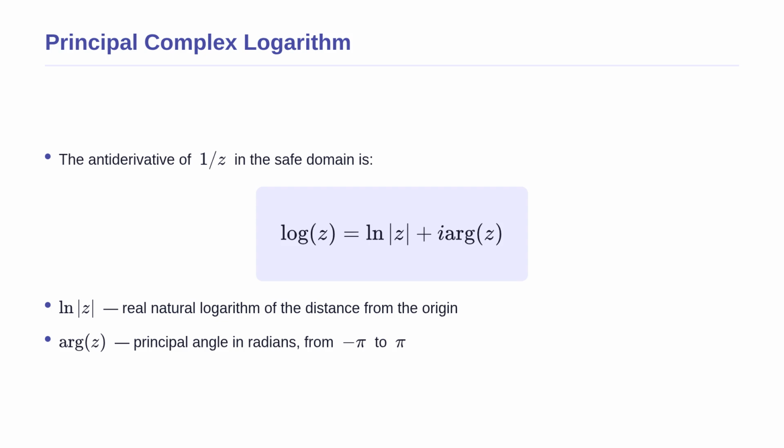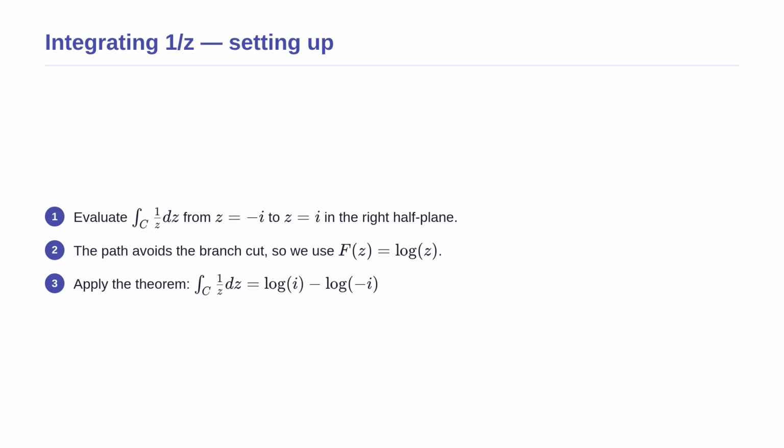If the distance from the origin increases, the real part grows. If the complex number rotates around the origin, the imaginary part changes. We can use this as long as we do not cross the negative real axis. Let us see this in action with a slightly more complex example.